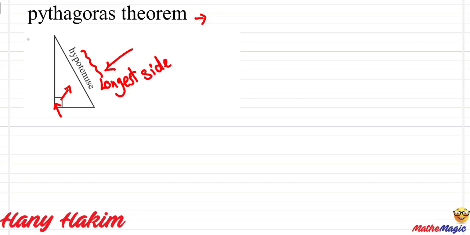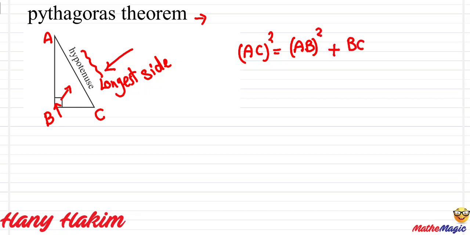And if you have a triangle something like A, B, C, the relation between these three sides is AC to the power 2 equals AB to the power 2 plus BC to the power 2.